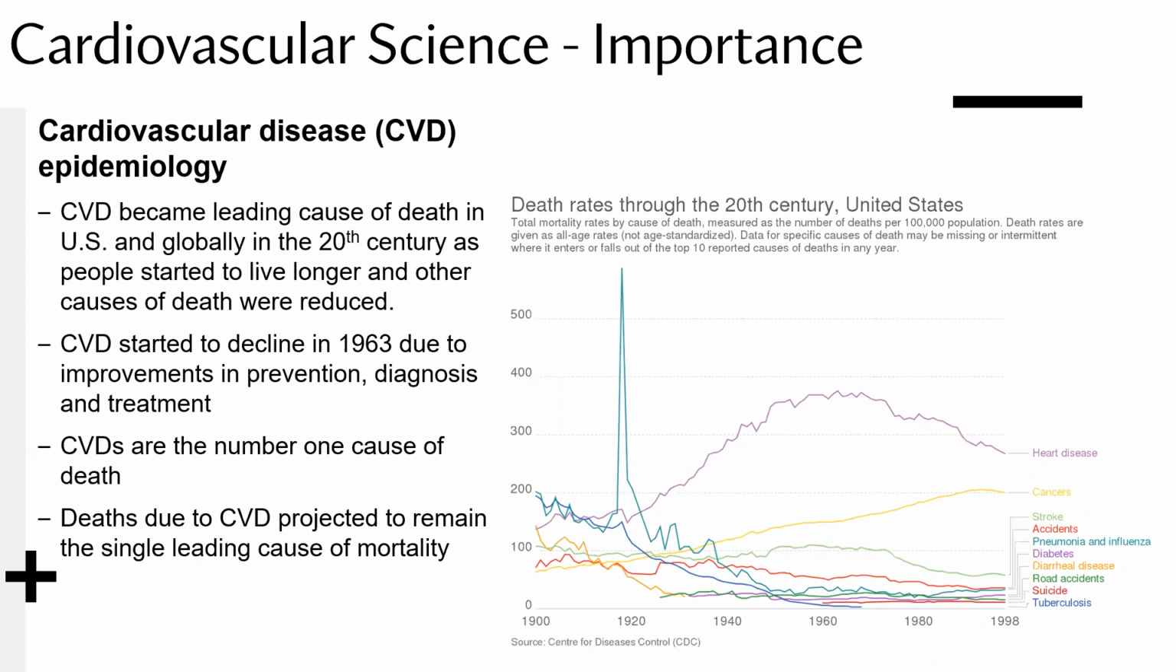So cardiovascular science is very important, and the reason for that can be easily understood and realized from this plot here. It's interesting to know that for a long while in the history of humanity, diseases such as viral infections and bacterial infections were the main cause of human death until we were able to tackle the majority of those.